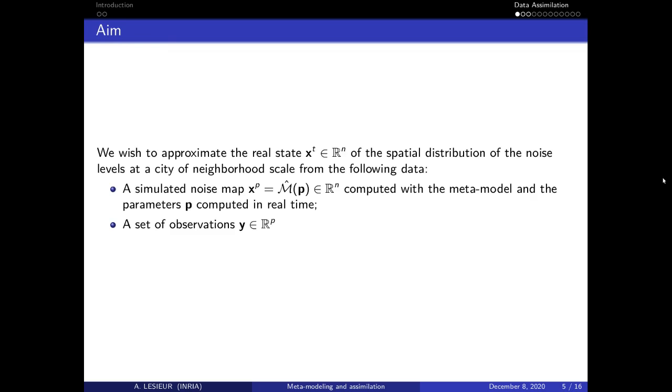So the purpose of the data assimilation process is to estimate the real state of the spatial distribution of the noise level, x^t, based on two sources of data. The simulated noise map or background, x^b, which is the output of the metamodel with estimated input parameters p, and a set of observation noise levels by sound level meters scattered across the study area.